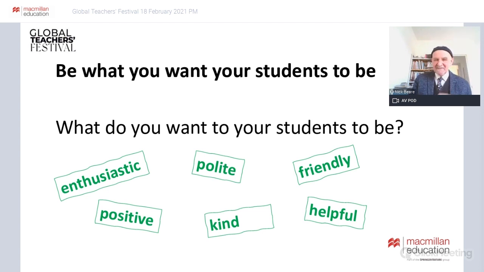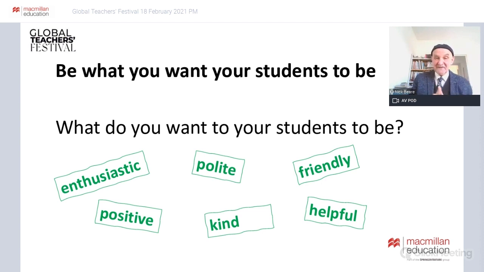But we can, with some influence, get them to be enthusiastic, polite, friendly, positive, kind, and helpful. How do we do that? Because if we just say, hey, be enthusiastic, be friendly, but we're telling them off and being critical of them, then we're going exactly against what we're saying.